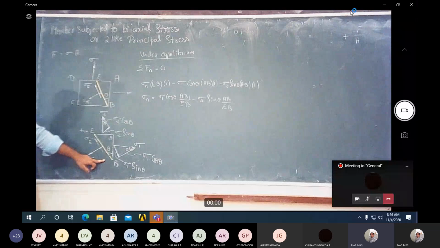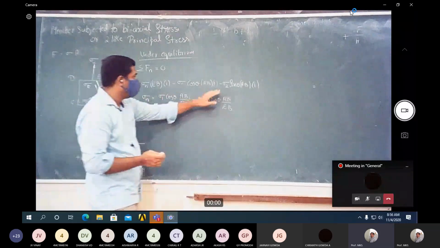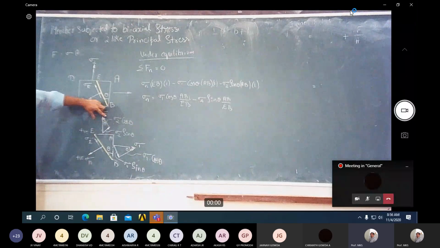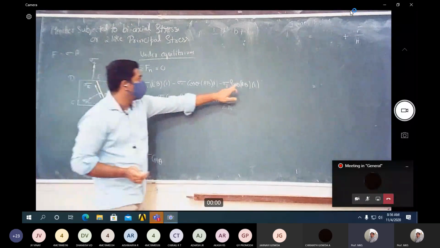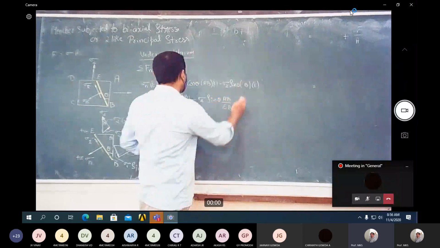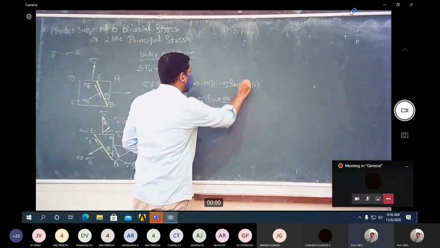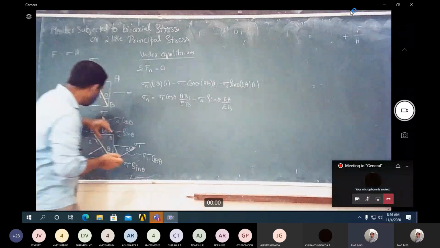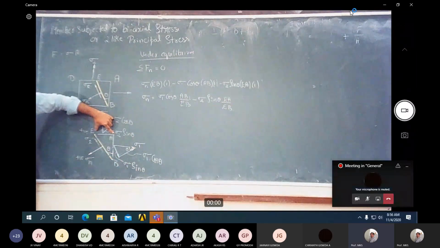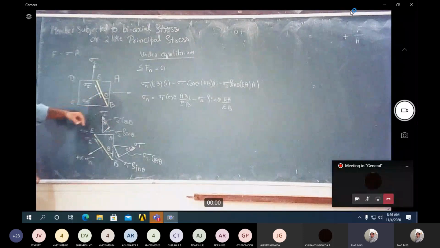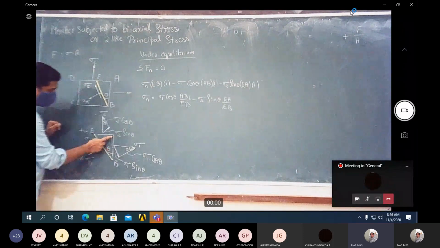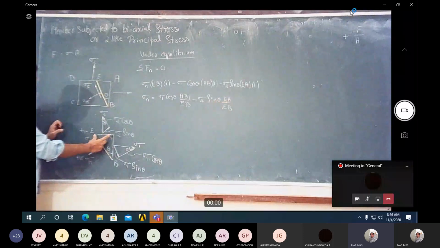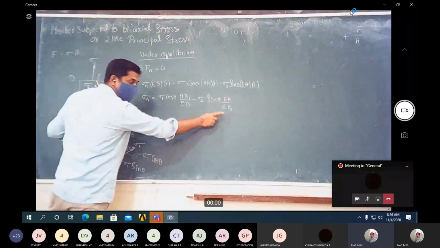Sorry, here I made a mistake. This stress sigma 2 is acting on the plane EA, so this area should not be AB, it should be EA. Since it is acting on this EA plane, you should take the area of this plane. So from this triangle, AB by EB is cos theta, and EA by EB, the opposite side, is sin theta.